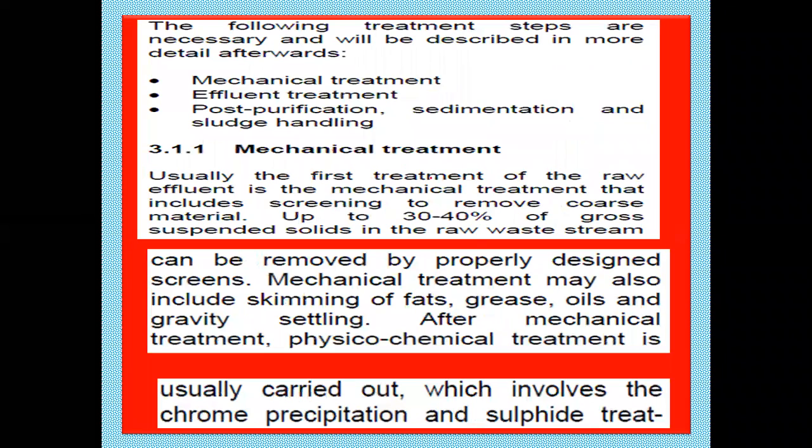So what are the treatments given? The treatments given for tanneries are described as mechanical treatment, effluent treatment, post-purification, sedimentation, and sludge handling. Usually the first treatment of raw effluent is mechanical treatment that includes screening to remove the coarse material, up to 30 to 40% of gross suspended solids in the raw waste stream, that can be removed with properly designed screens. Mechanical treatment may also include skimming of fats, grease, oils, and gravity settling, right?